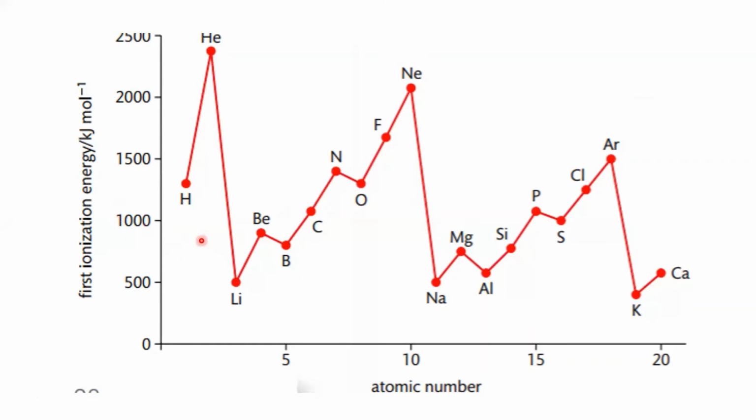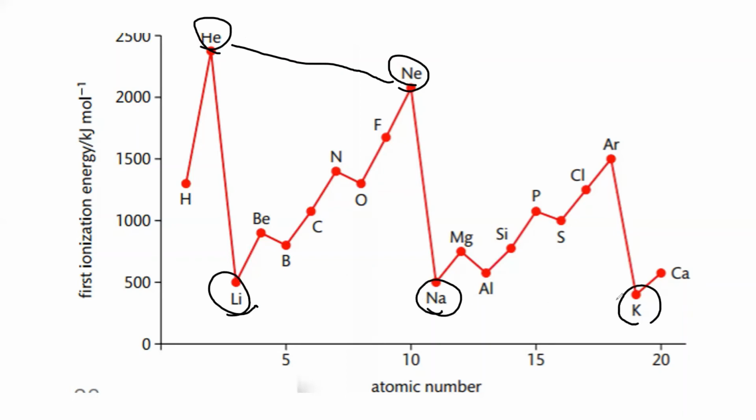This is the graph of first ionization energy. Hydrogen, helium, and it goes down to lithium, beryllium, boron, carbon, nitrogen, oxygen, fluorine, neon, and again goes down. Sodium, magnesium, aluminum, silicon, phosphorus, sulfur, chlorine, argon, and again goes down. Potassium, calcium. The elements having the largest first ionization energy are helium and neon. Lowest ones are lithium, sodium, potassium. This is the first period, hydrogen and helium, and it drops, and again in the second period, and it drops in the third period, and this is the fourth period.